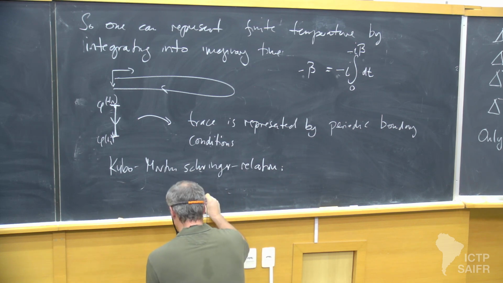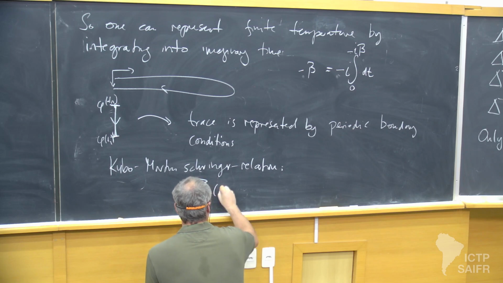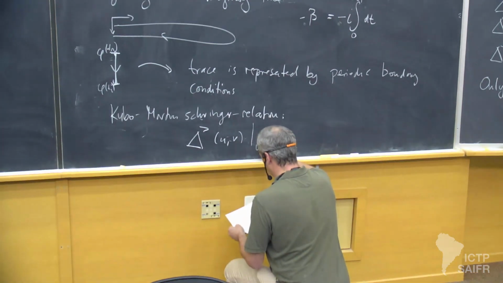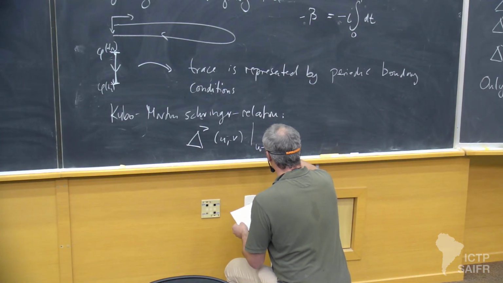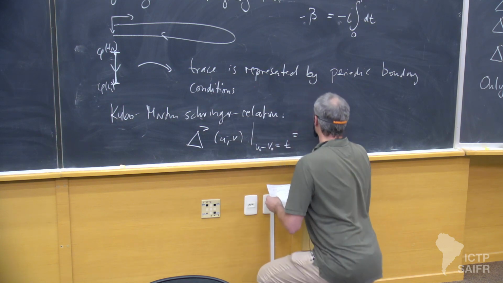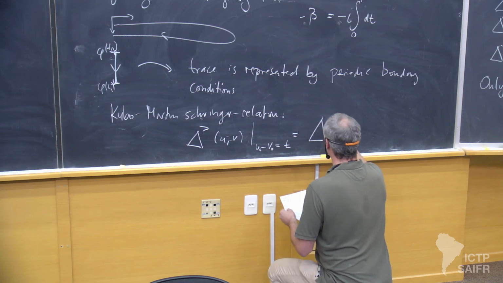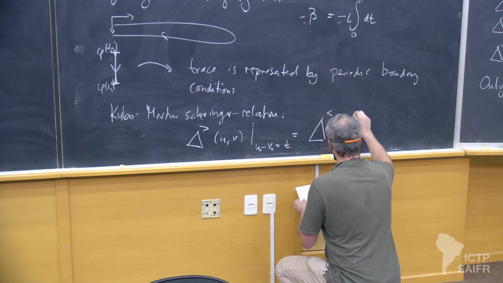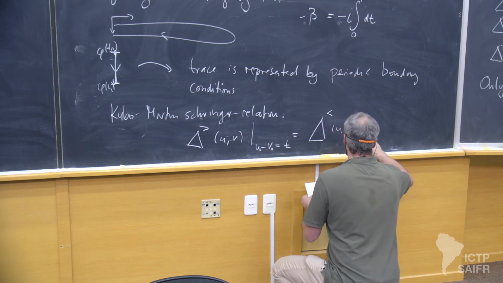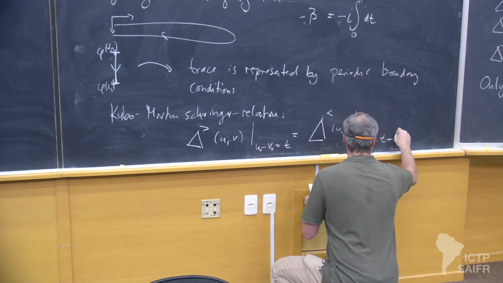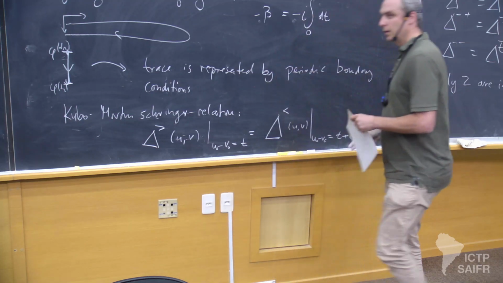And this tells you that, for example, if you take delta bigger as a function of two space-time points, u and v, and evaluate this at the time of u minus the time of v at t, this should be the same thing as delta less of u and v if you evaluate this at u0 minus v0 equal to t plus I beta. Okay? That's what it means.